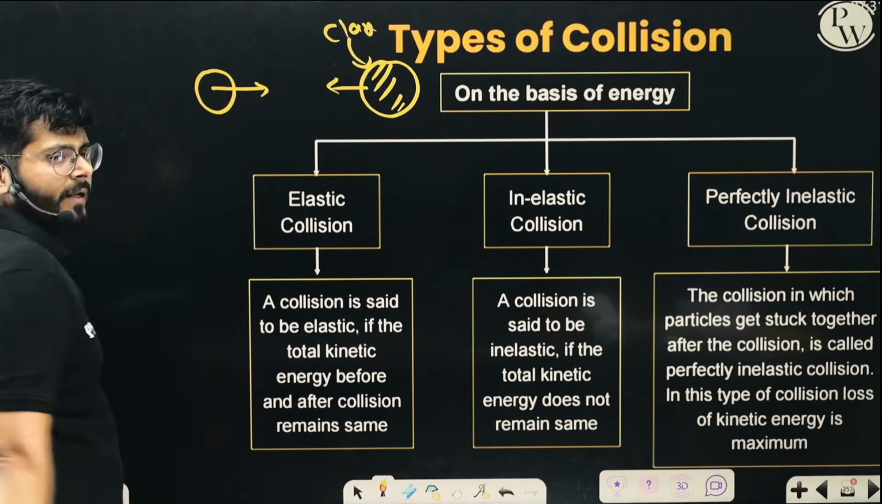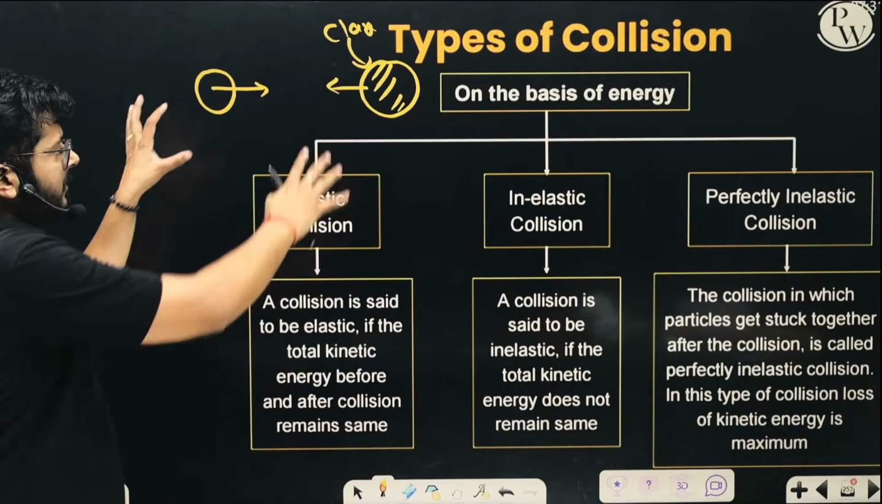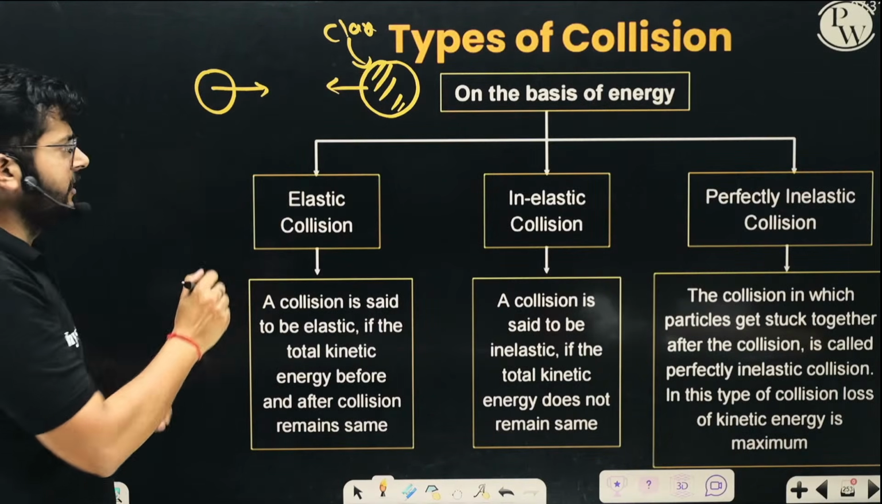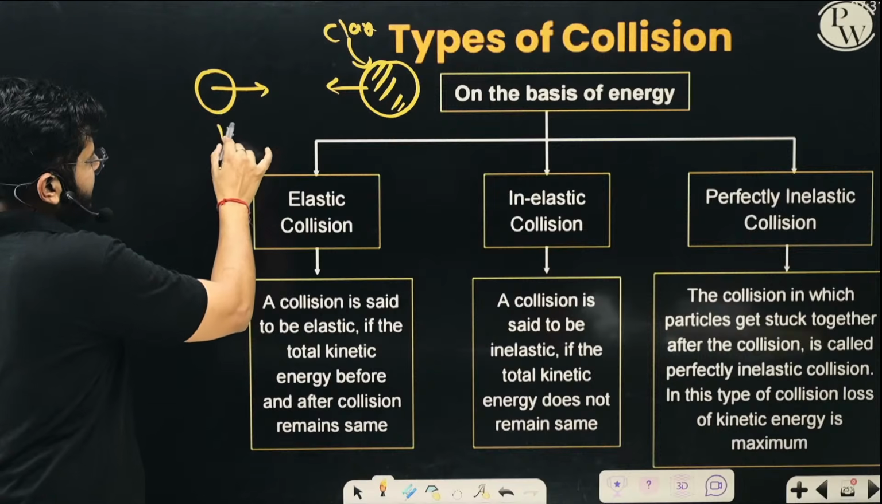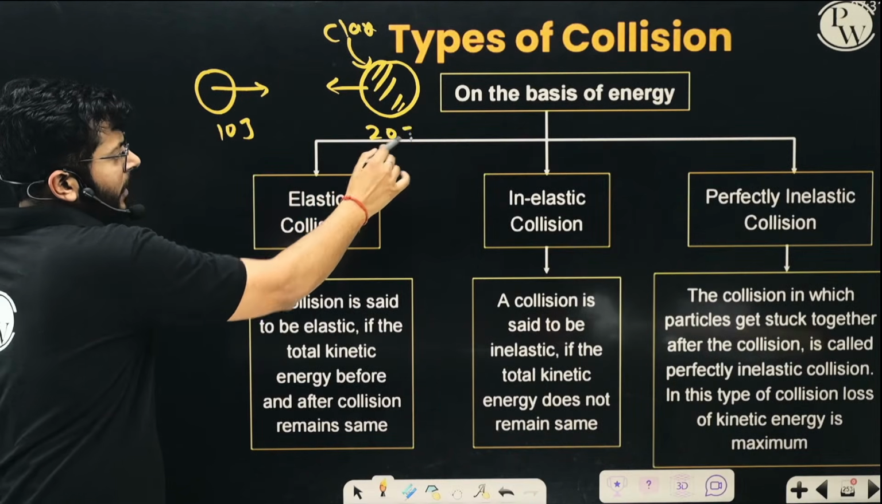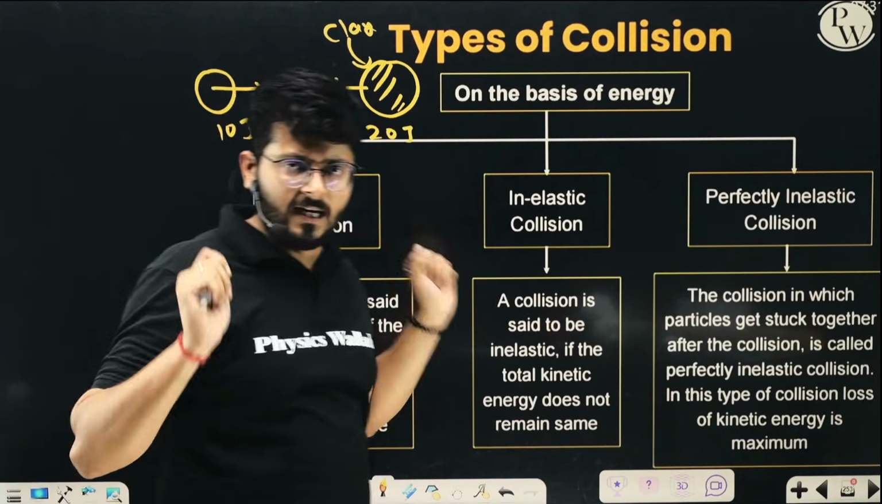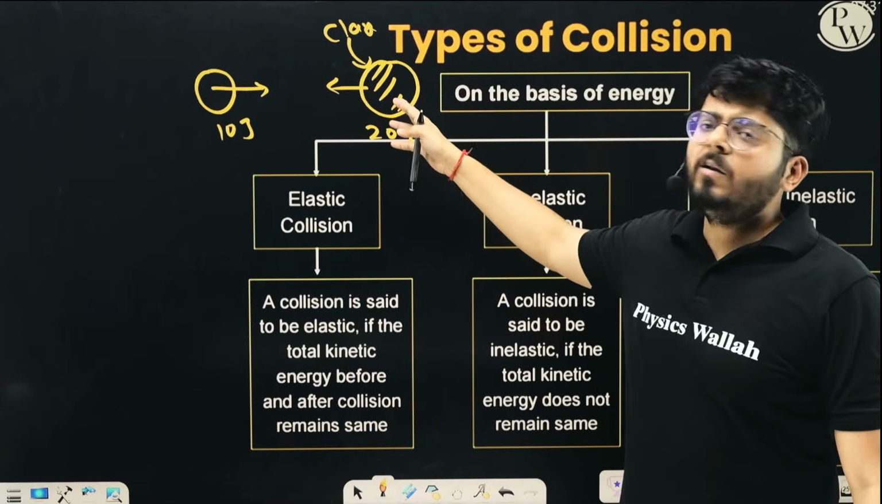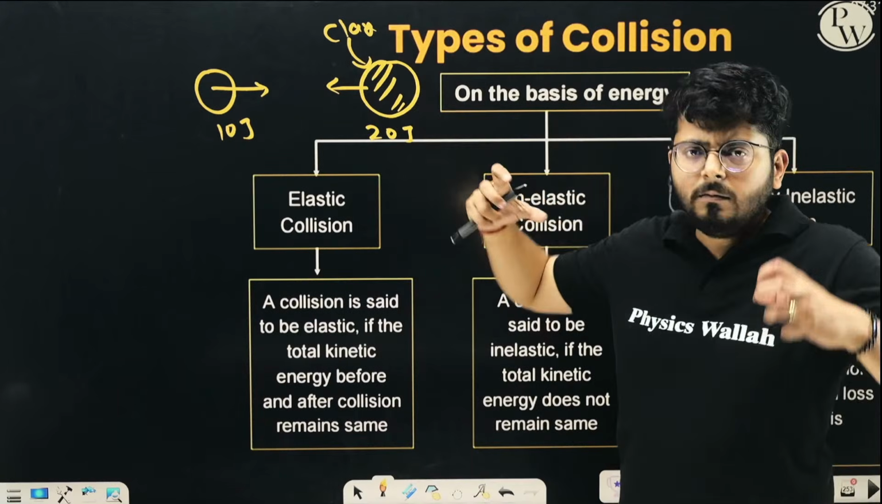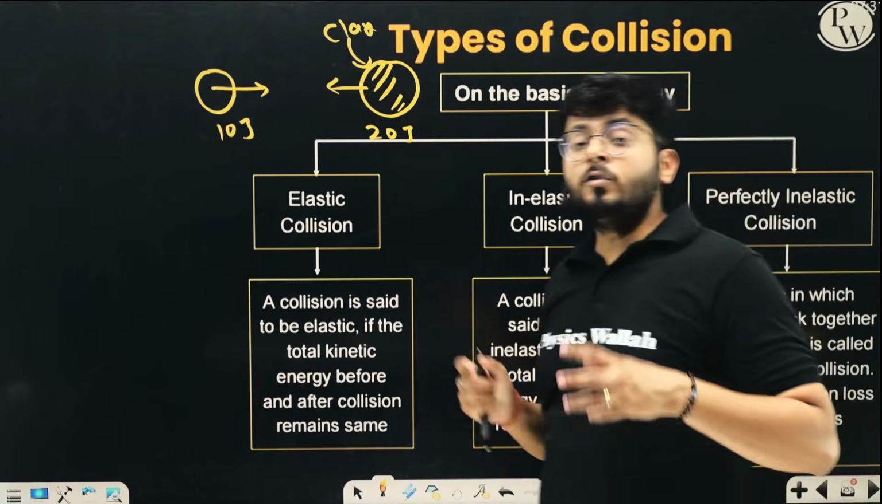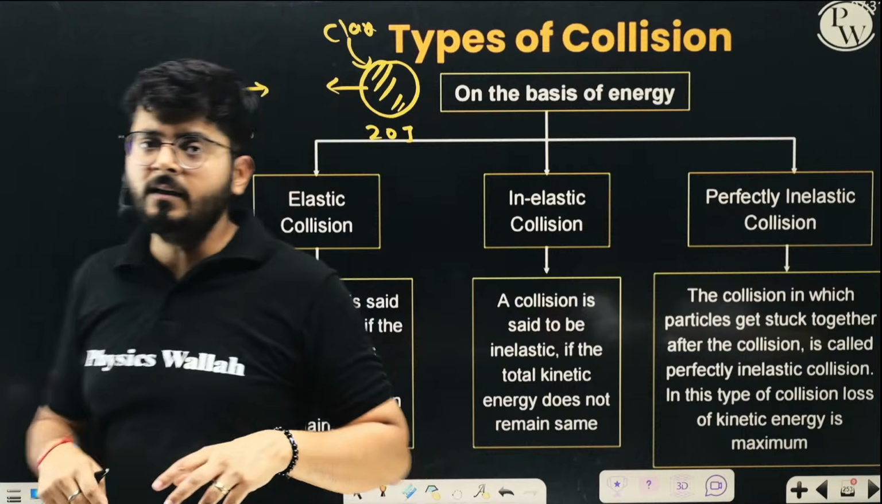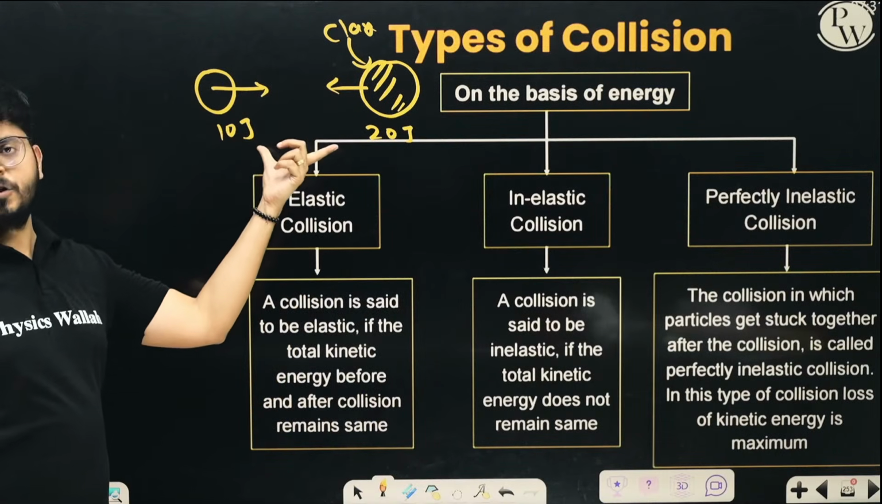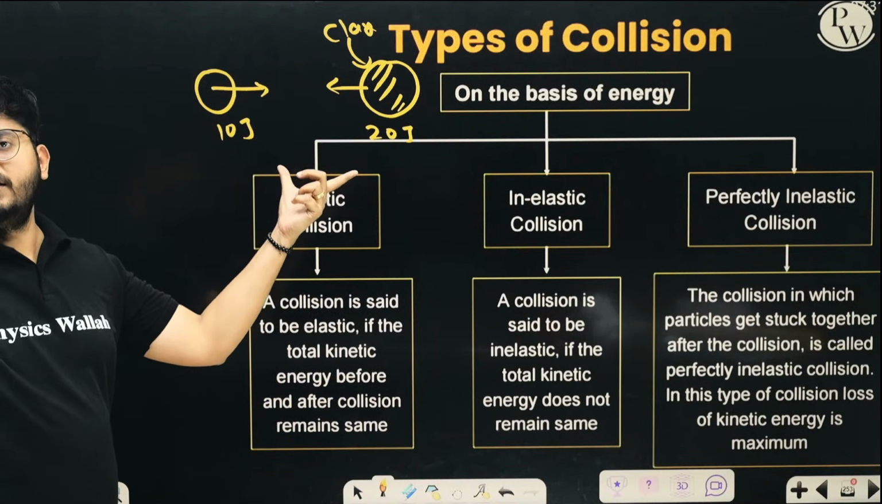But imagine if one of these balls is made up of clay, right? And now they are moving. Think about it. The system had some kinetic energy. Right now, let us say that it has 10 joules of kinetic energy. It has 20 joule of kinetic energy when they are moving, right? But when they collide, a part of the kinetic energy will be wasted in deforming this clay ball. Yes or no?